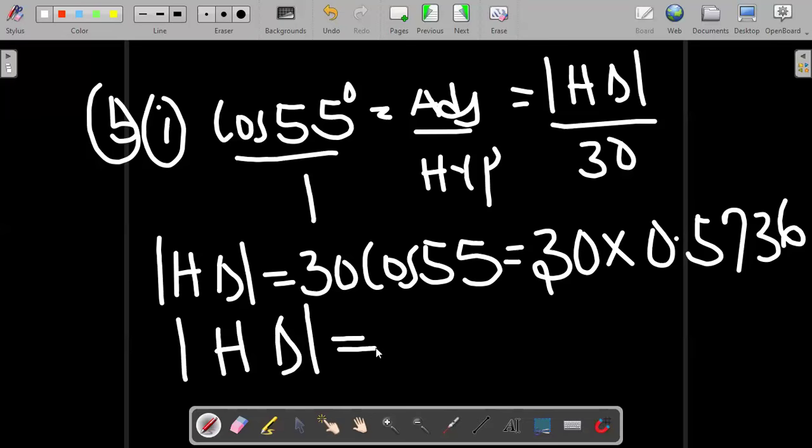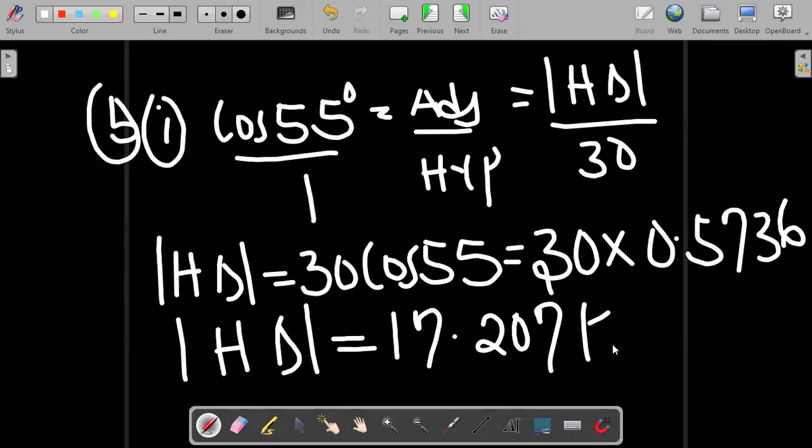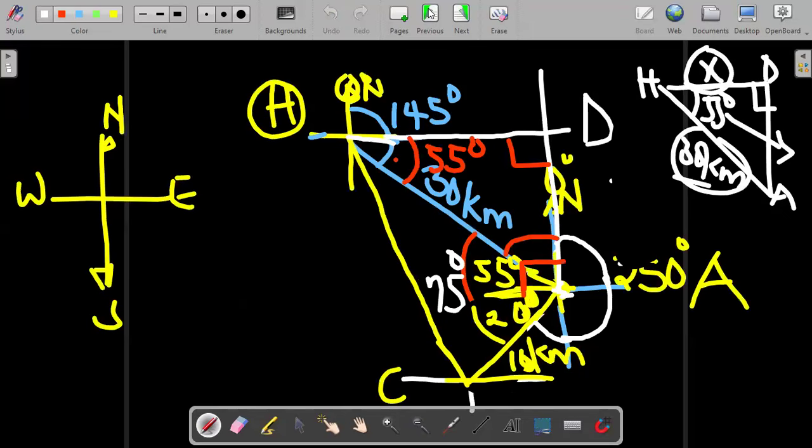So my HD is now what? Times 30, that will give me 17.207 kilometers. This is now the value of HD. You see that? So complete the figure and the calculation. What you complete is by drawing this right angle triangle on it. How far east of the harbor?